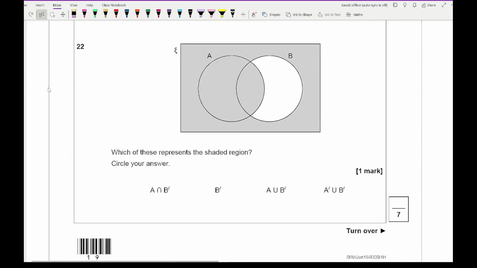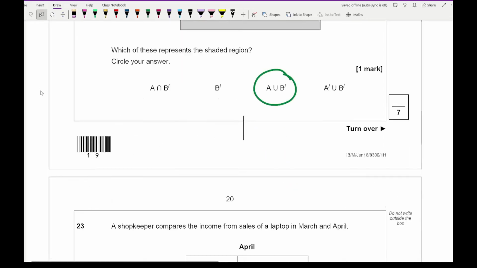Then for question 22, it says which of these represents the shaded region? Well, for this, it's going to be A or not B. So it's our third option.